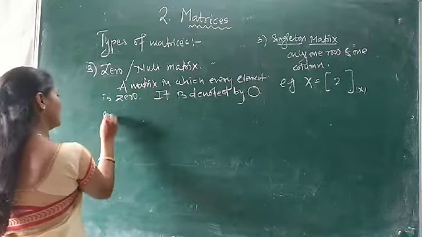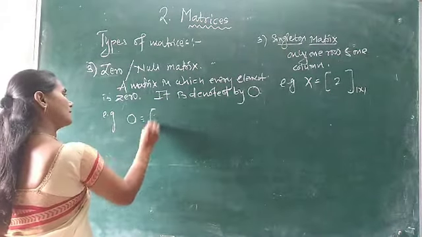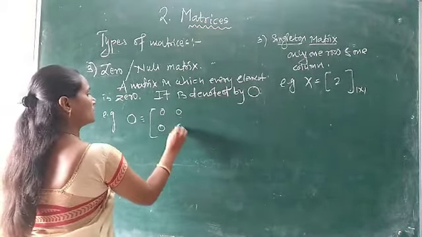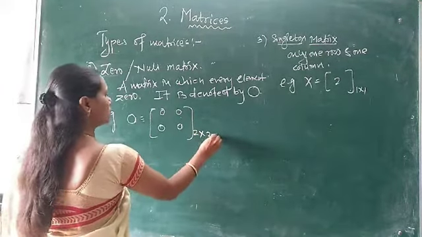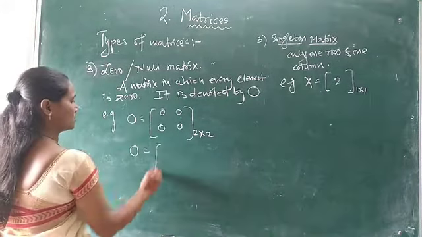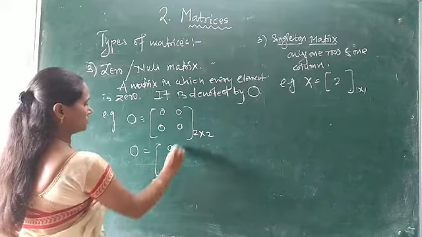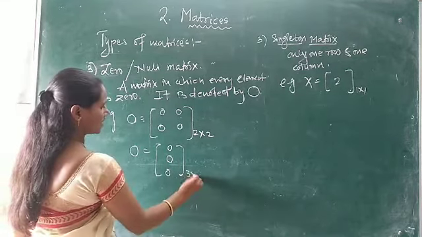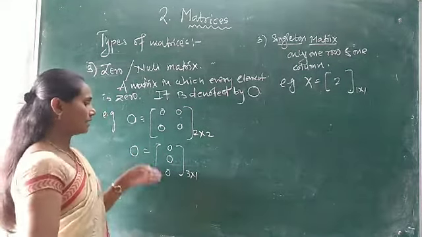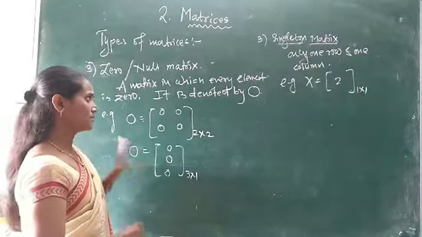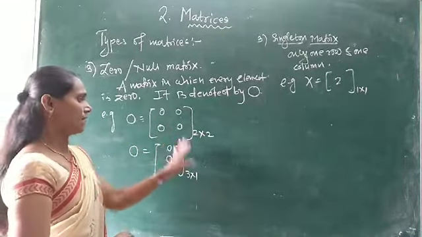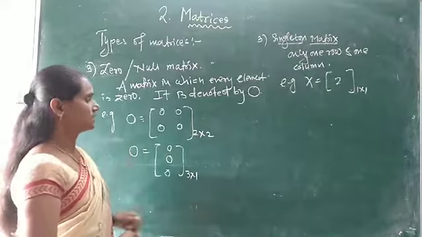So for example, the matrix with entries 0, 0, 0, 0. Here the order is 2 by 2. Next, the matrix 0, 0, 0. The order of this matrix is 3 by 1, since there are 3 rows and only 1 column. So a matrix in which every element is 0 is called a zero matrix.